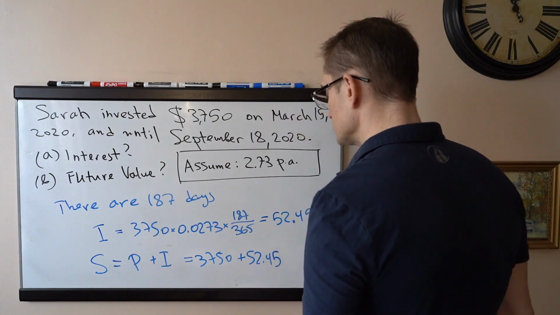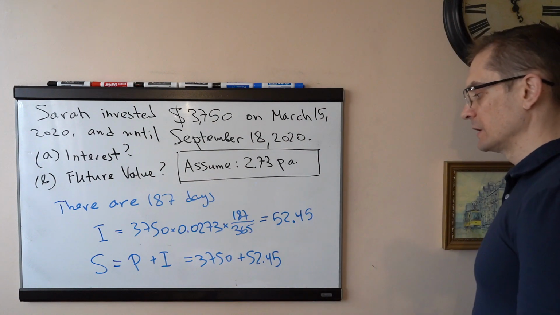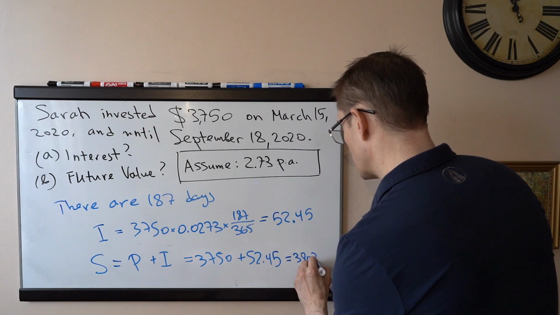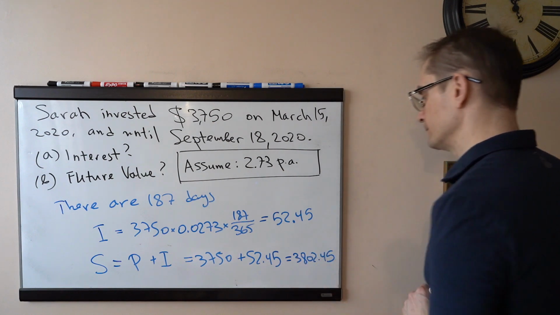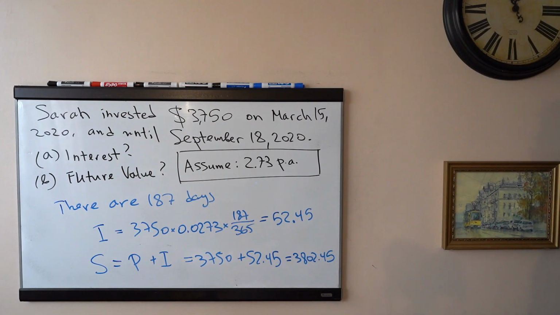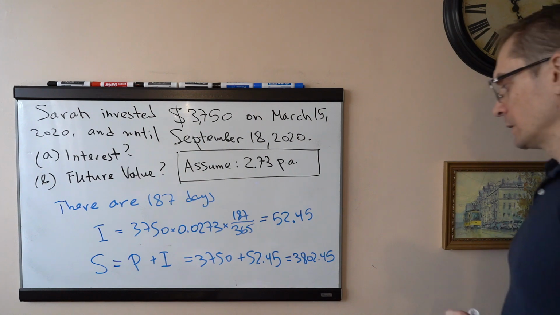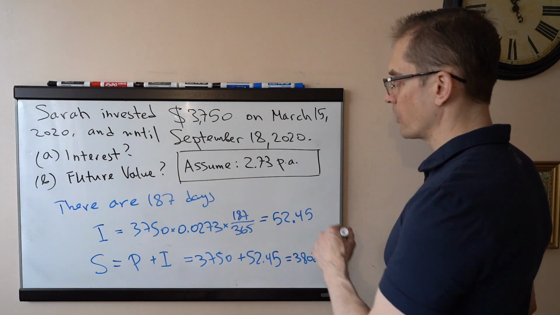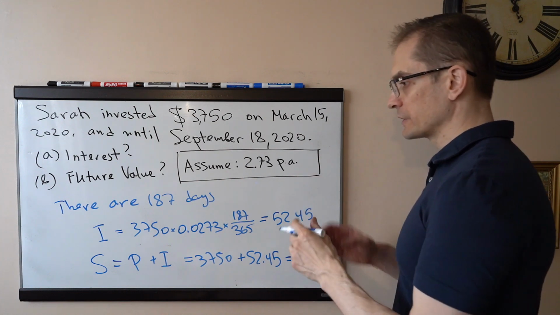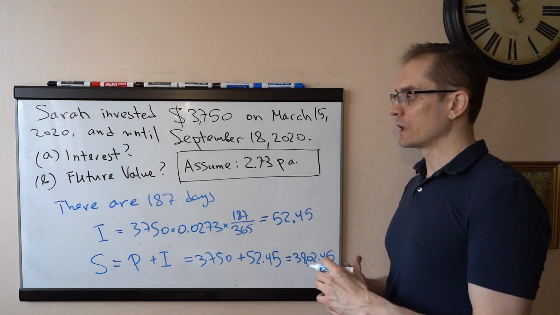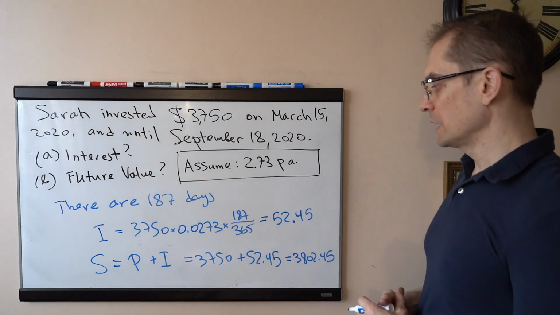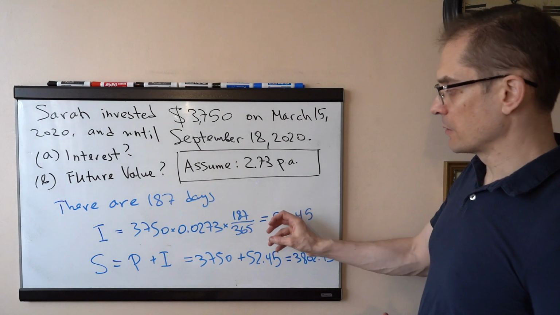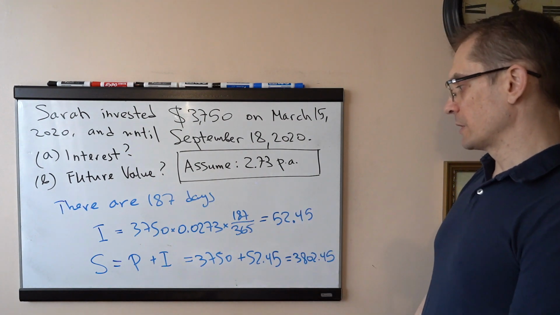Right? So it's 3,802.45. Okay, so that's basically how you approach a problem when you're not exactly given the number of days. You can calculate it separately and then plug that number of days into the problem and find the amount of interest.